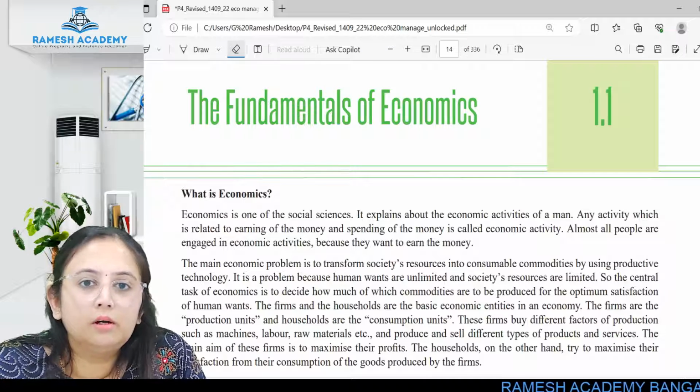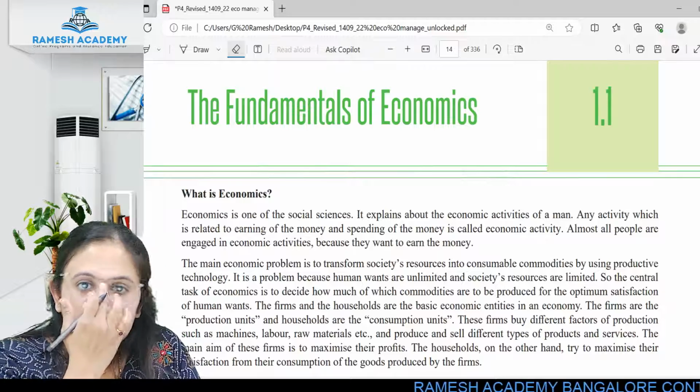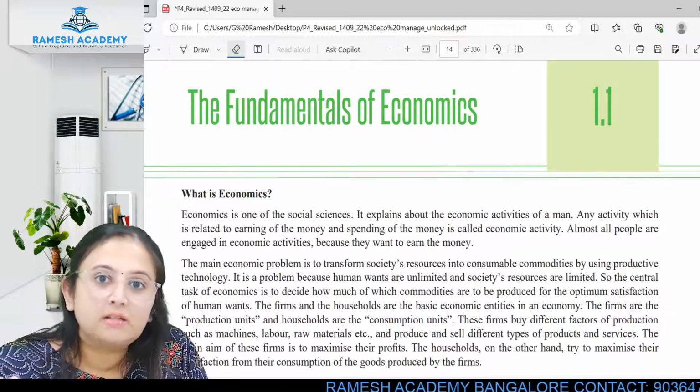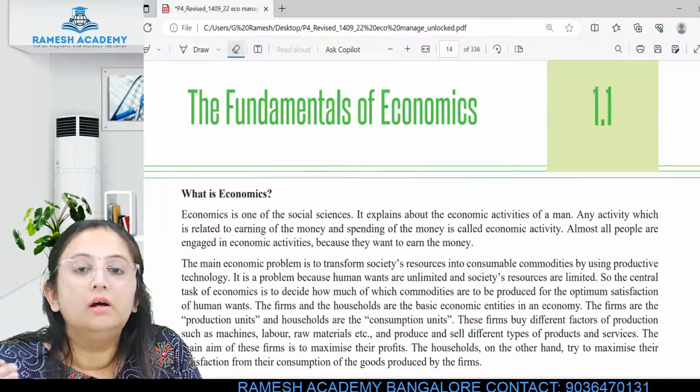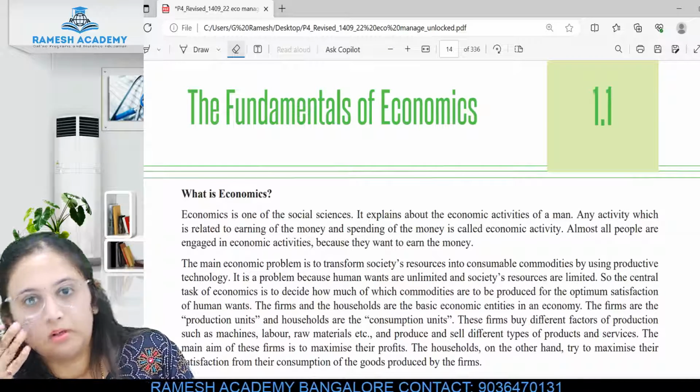Then coming to the third module or the third chapter, it is money and banking. We will be learning about how a bank functions. What is money, its types, features, functions, then banking, commercial bank, central bank, RBI, all these things we will be understanding in the third chapter or the third module.